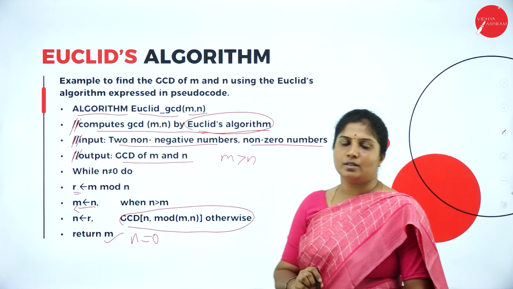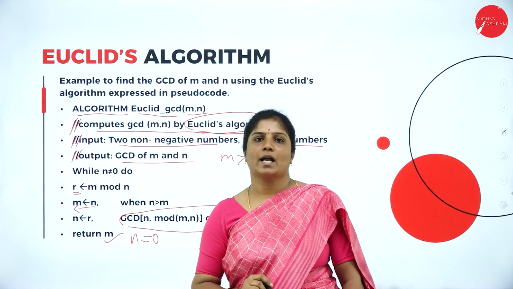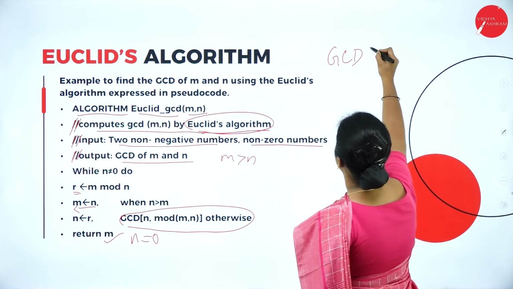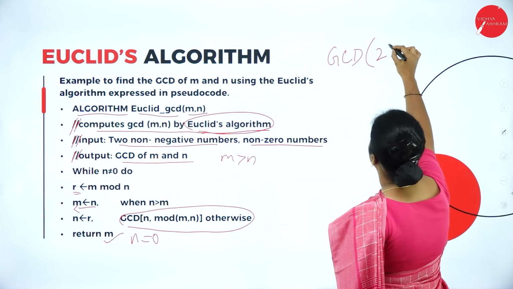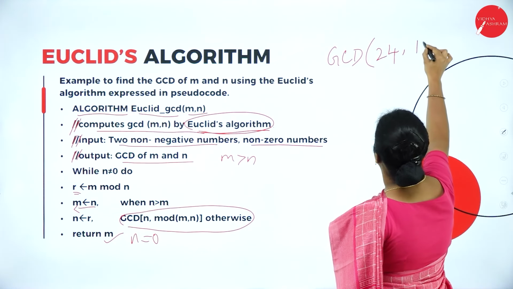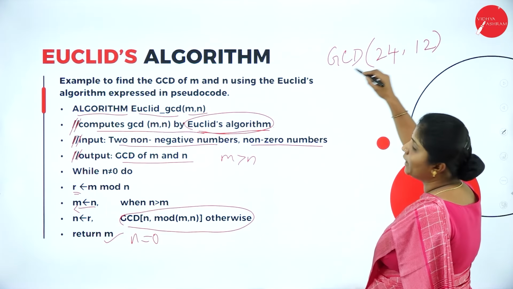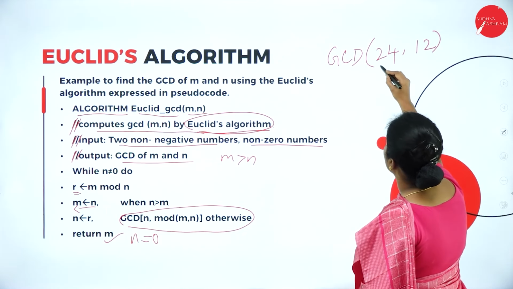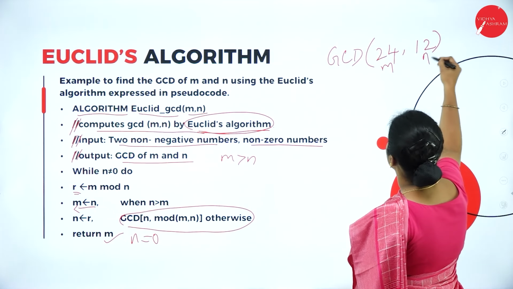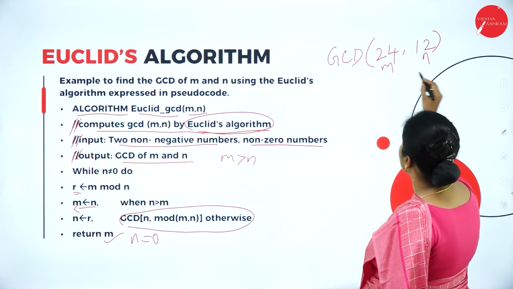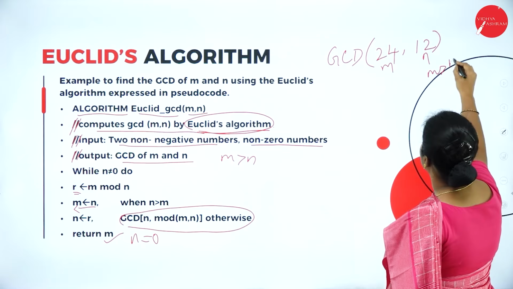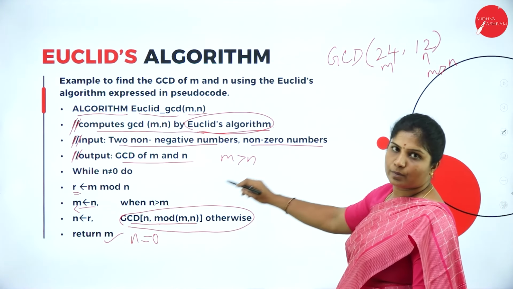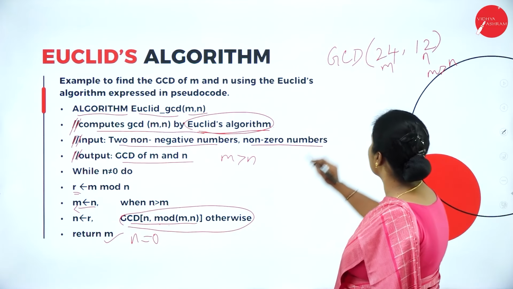Let us see a simple example. Here I am taking GCD of 24, 12. I need to find GCD of 24, 12. So what is the value of m here? 24. So n value is 12. So here m is greater than n. Then no problem for me. What I need to do? I need to perform the GCD using this formula.